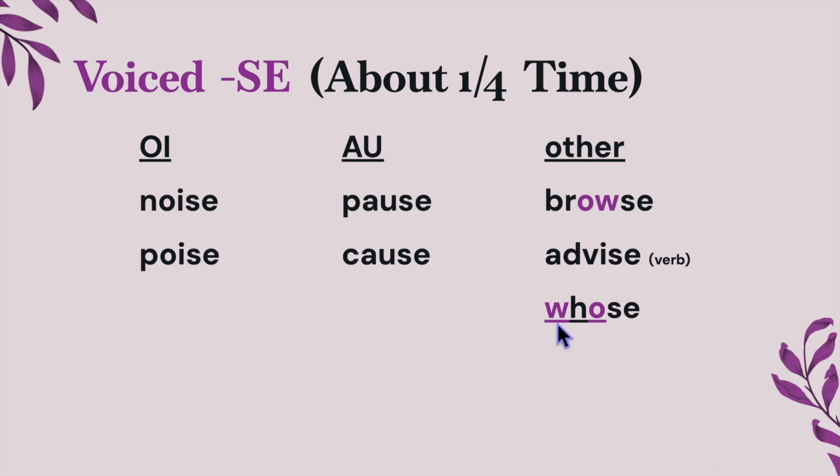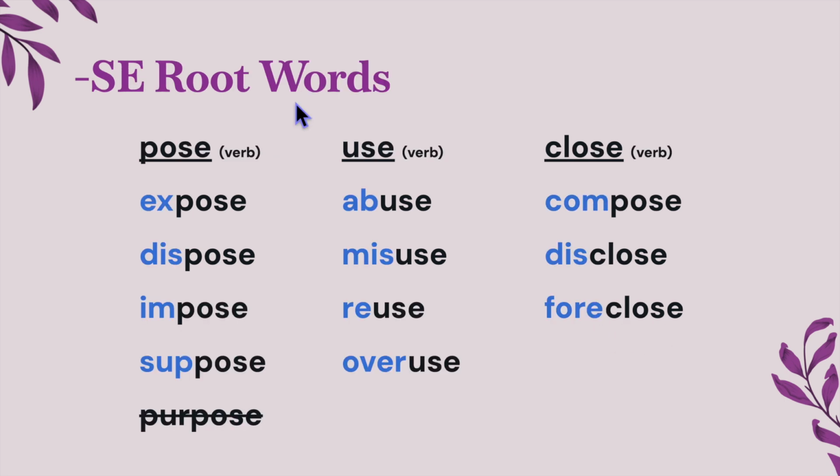Here you might notice the word who, where the O has the oo sound and the W is silent. So this is the related word whose. Here are some root words where we can add prefixes and suffixes and the root keeps the same sound. This is the word pose. It's a verb and the S has the Z sound. We can add these prefixes and we get expose, dispose, impose, and suppose. Note that this word purpose is unrelated.